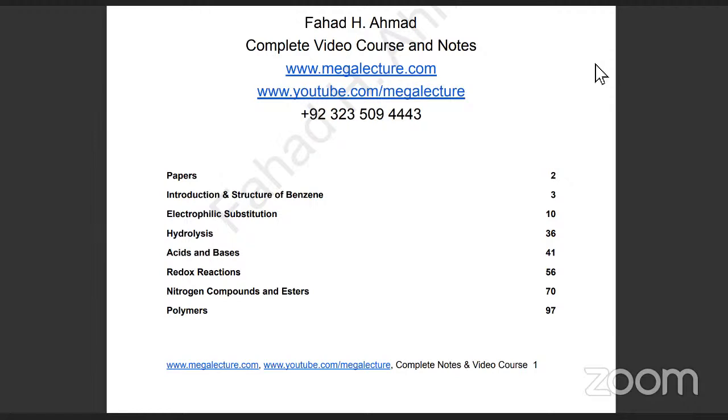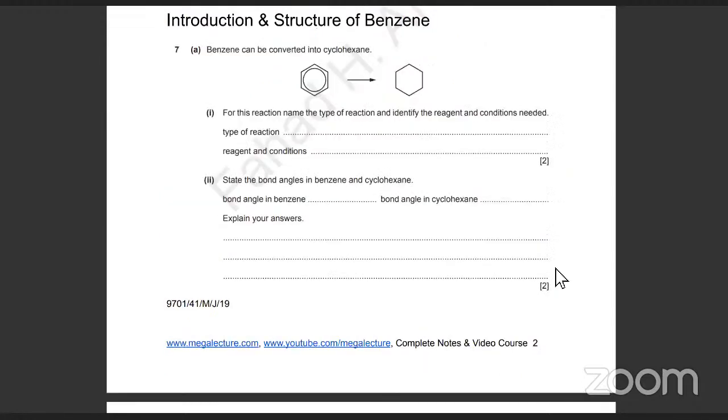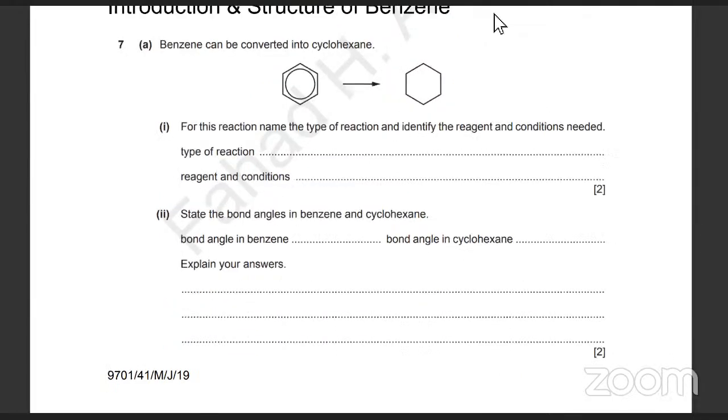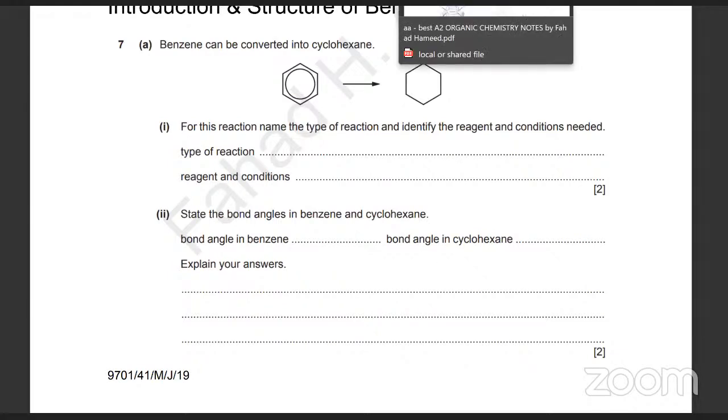Okay, that's fine, now it's right. So first thing, let's do both together: introduction to and structure of benzene, and electrophilic substitution. Both of them. So, structure of benzene. Do I have the chart open? One second, a lot of things have opened up. So, structure of benzene.